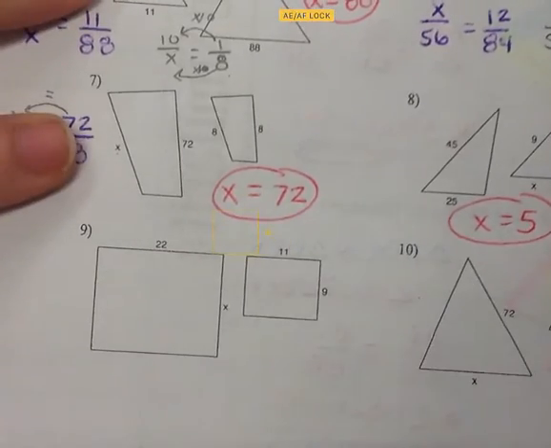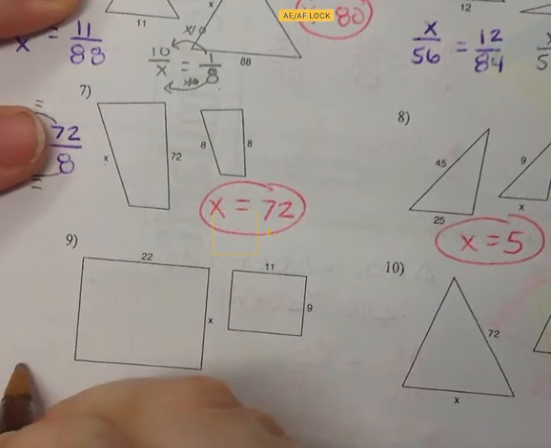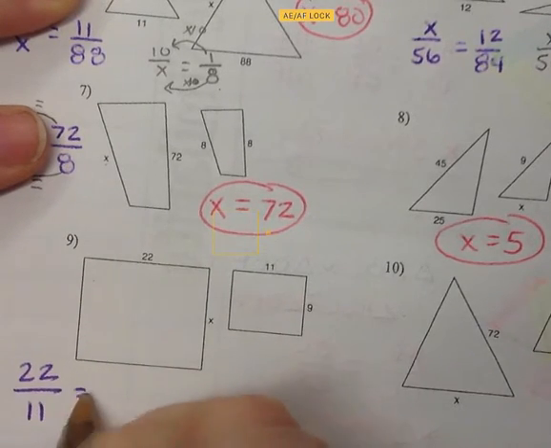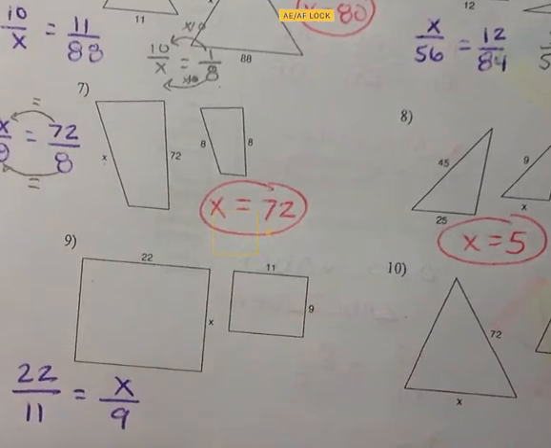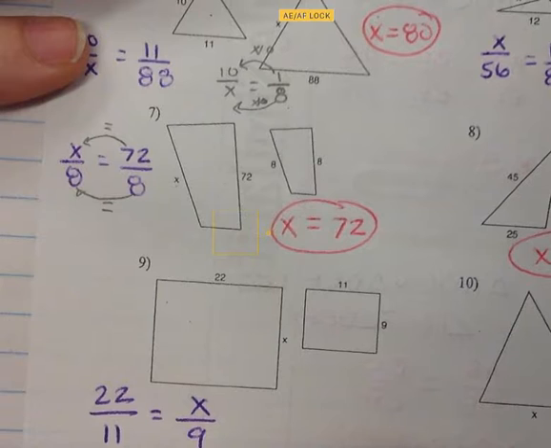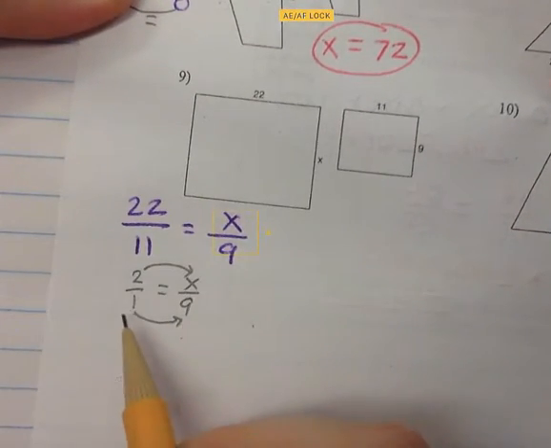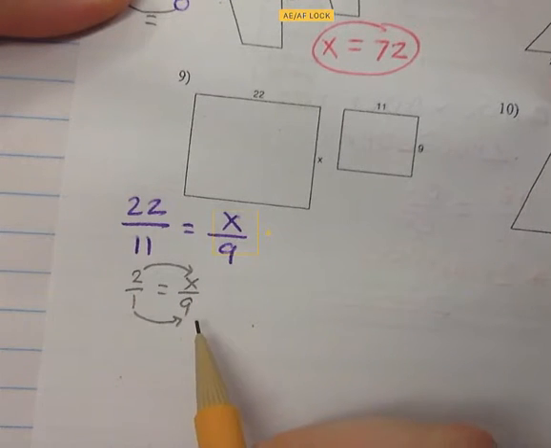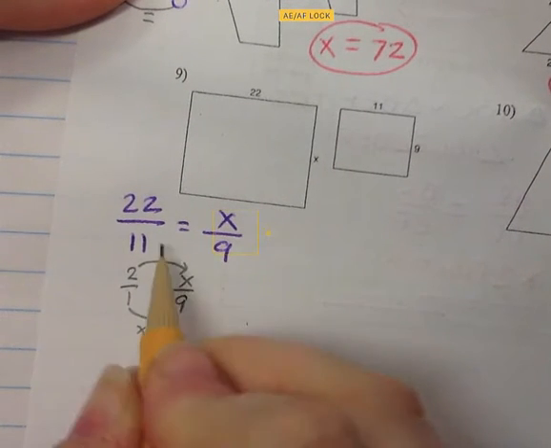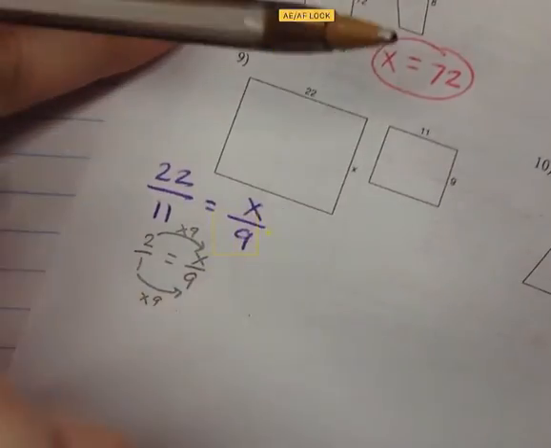On number 9, I have 22 over 11 is equal to x over 9. 22 over 11 is really 2 over 1. 2 over 1 is equal to x over 9. So I need to go from 2 to x. So I need to go from 1 to 9. Sorry. 2 over 1 is equal to x over 9. I have to go from 2 to x, so I need to go from 1 to 9. So 1 to 9 is times 9. So I need to times 9. 2 times 9 is 18. So x has to equal 18.